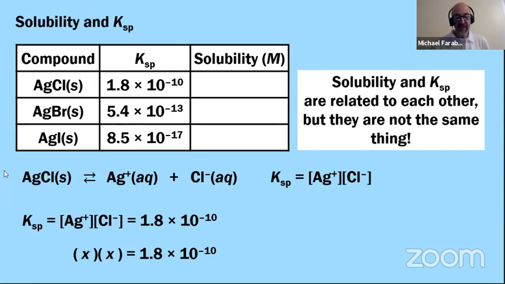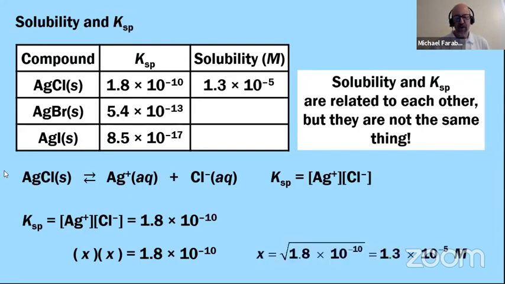And when I solve for X, I'm essentially just taking the square root of the KSP. And when I do that math, I get 1.3 times 10 to the minus 5, and that's moles per liter. That is the solubility of silver chloride in water at that particular temperature. And it's usually a standard temperature of 25 degrees Celsius or 298 Kelvin.